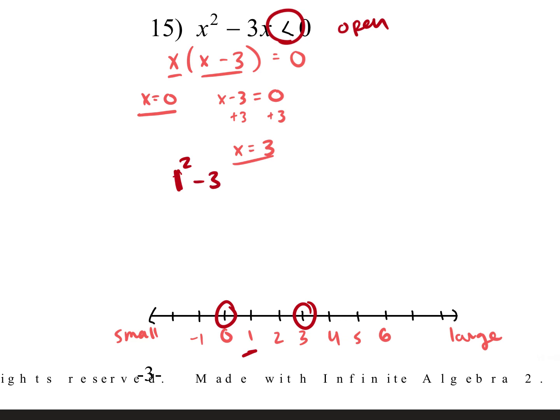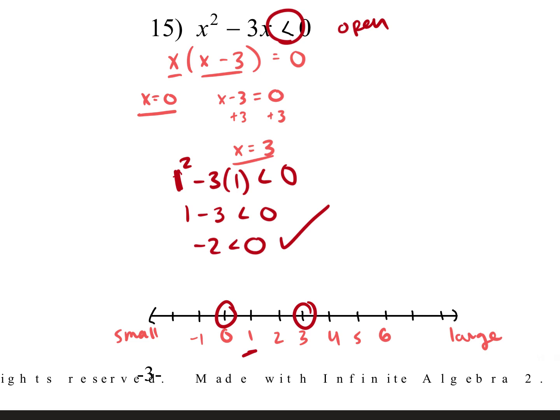It doesn't have to be in between. It could be anywhere on the number line. So 1 minus 3 is less than 0. So this would be negative 2 is less than 0. Is this true? Yes, negative 2 is less than 0. So it works. So where am I going to shade? Inside. Since 1, that number that we picked, is inside, that means I shade inside since it works.